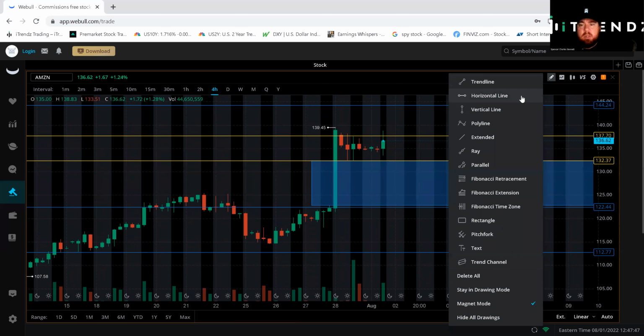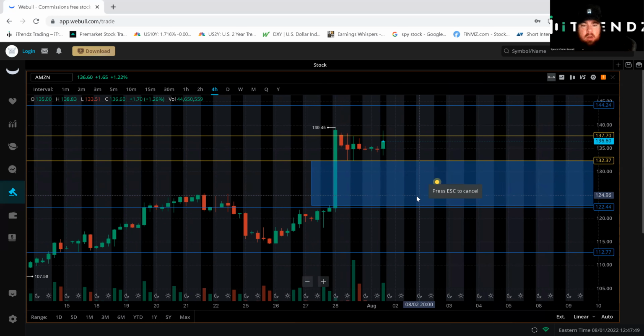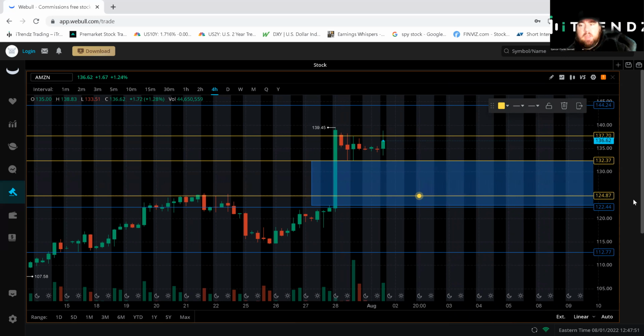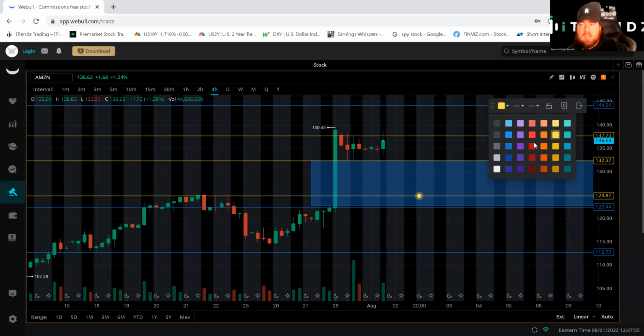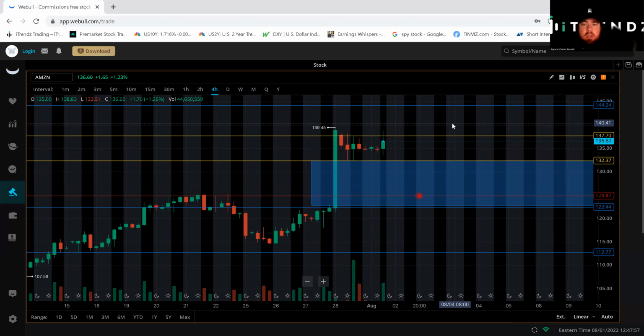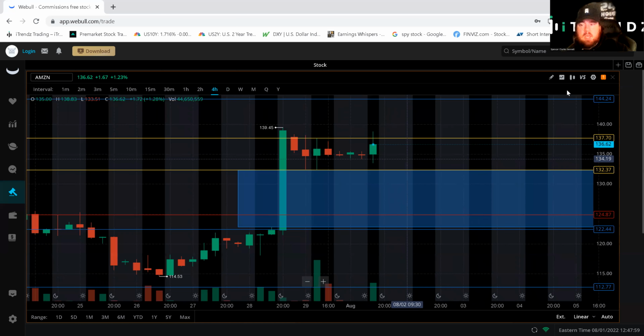Something I do want to do on this smaller time frame, since we are on that 4 hour, is mark the consolidation right before that happened. That happened around 124. I'm going to go ahead and mark that in red, just because we are on our smaller time frame, and we're going to zoom in here.